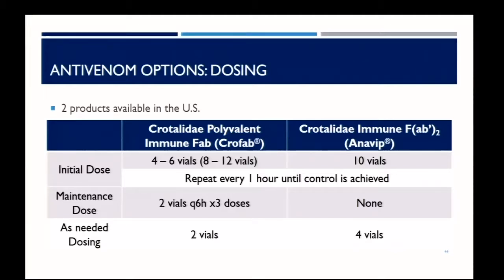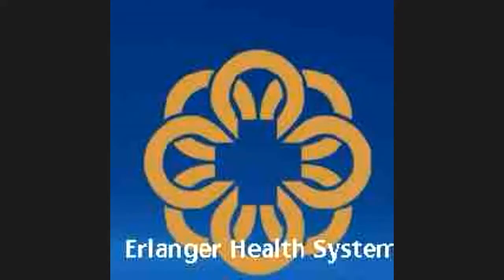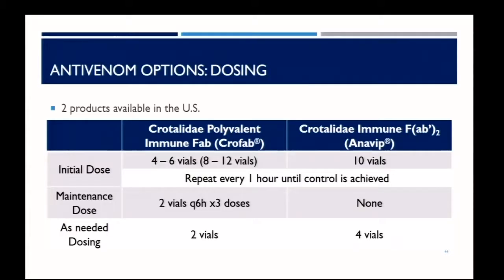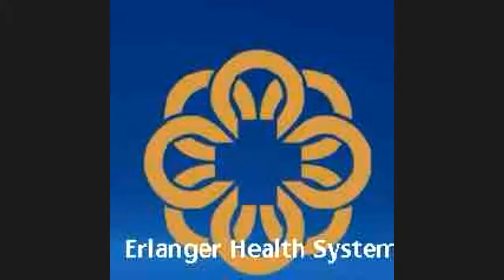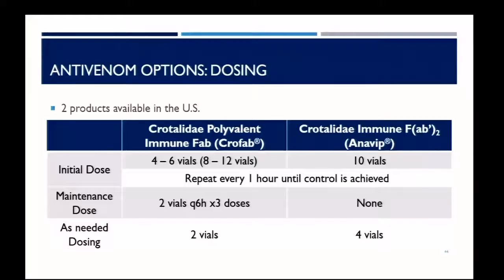And then Fab has maintenance dosing requirements of 2 vials every 6 hours for 3 doses, while Fab 2 does not have any maintenance dose requirements. And we'll talk a little bit more about that later, as to why. And then as needed dosing: if signs and symptoms re-emerge in a patient, it is indicated to give another dose of either 2 vials for Fab or 4 vials for Fab 2.